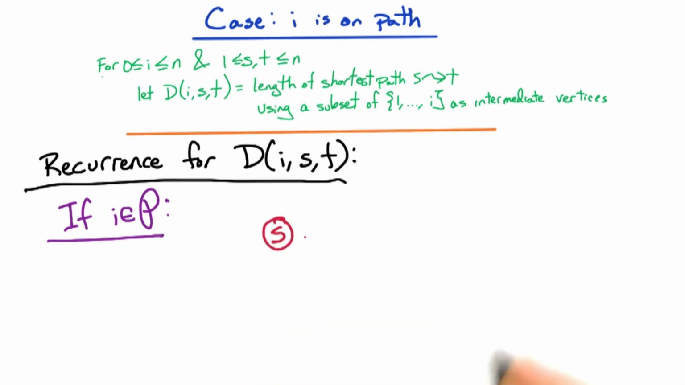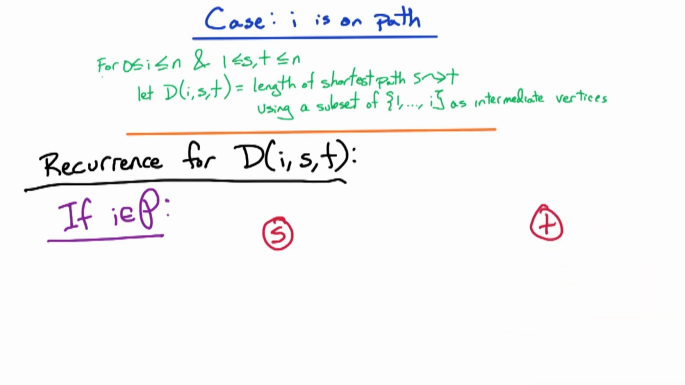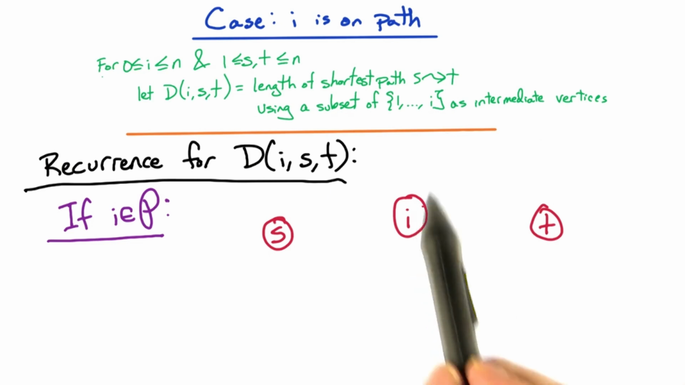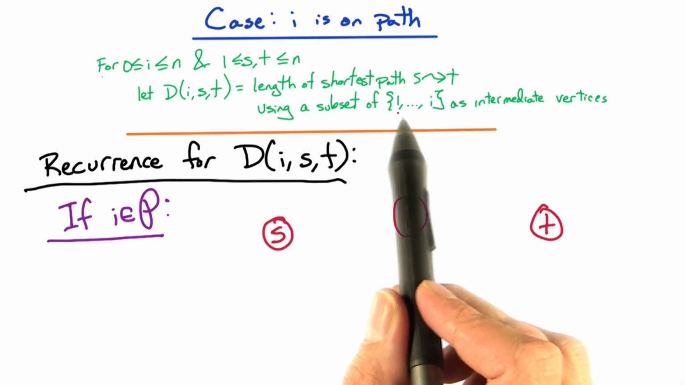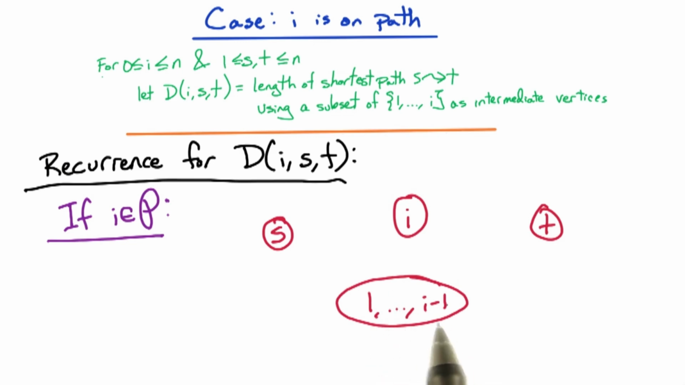We're starting at S. We're ending at T. We know at some point in the middle we go through vertex I. What are other vertices that we possibly use? We use a subset of vertices 1 through I as intermediate vertices. Vertex I is here. So the other vertices that we can possibly use are a subset of vertices 1 through I minus 1. We don't know anything about that subset, what order or which particular vertices in that subset are used, but it's a subset of 1 through I minus 1.